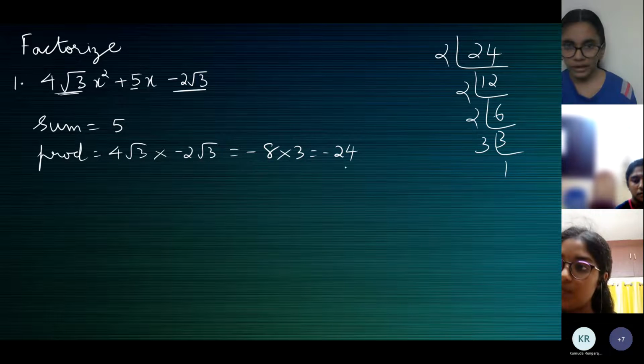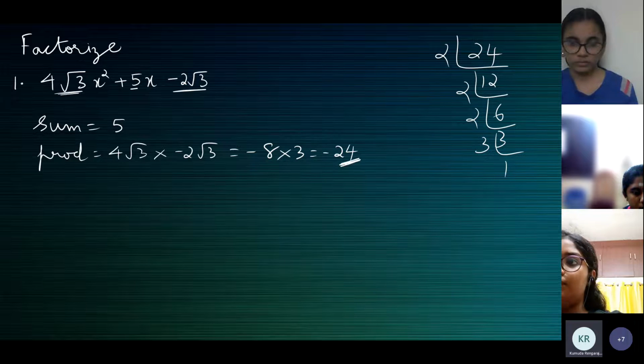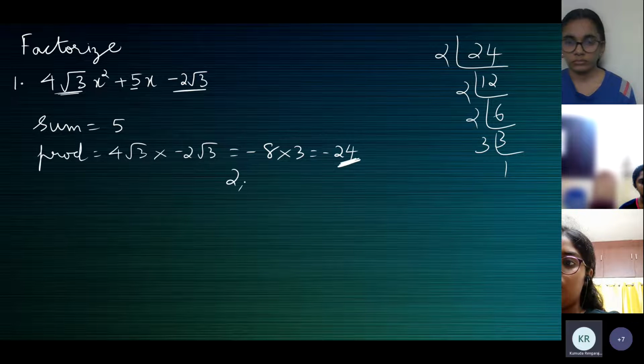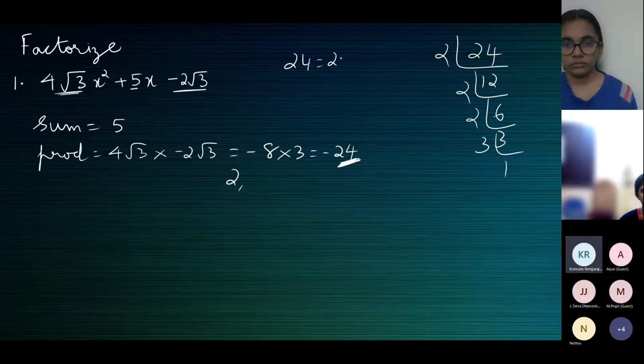We need to find two numbers that give us -24 as the product and 5 as the sum. Ma'am, -3 and 8. Yeah, so you can take up the product and find the prime factors of the product. So we have 24 is equal to 2 into 2 into 2 into 3. This is rough work. Now you have to use these numbers 2, 2, 2 and 3 in different combinations and make two numbers. For example, 2 2s are 4 and 2 into 3 is 6.